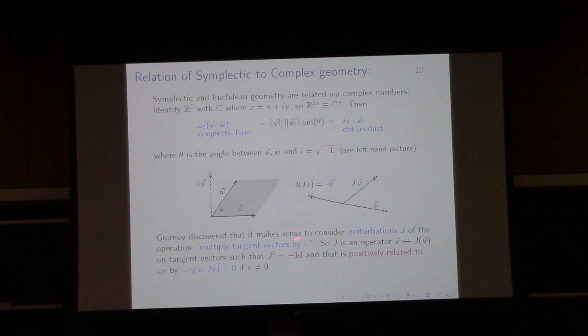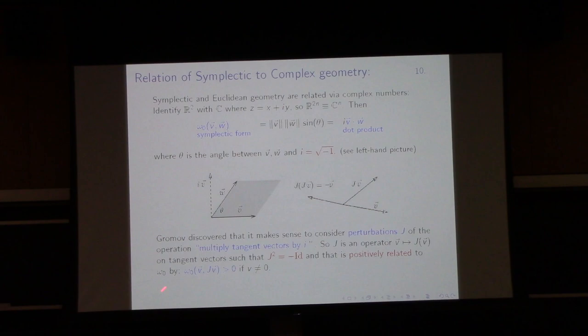And the important thing is that you're not interested in just any old J, you're interested in the ones which are tamed by omega. They're positively related to omega, in the sense that omega of v and Jv is positive. So that's saying that if you have a complex line in your tangent space, spanned by v and Jv, then the area form is non-trivial on that complex line. So that's what a tamed almost complex structure is. And every symplectic manifold has a tractable family of almost complex structures which are tamed in this way.